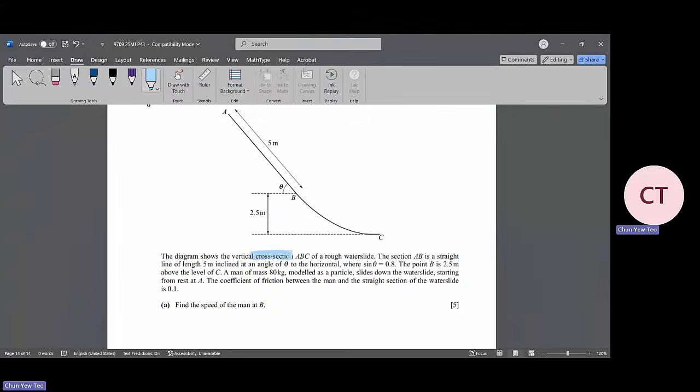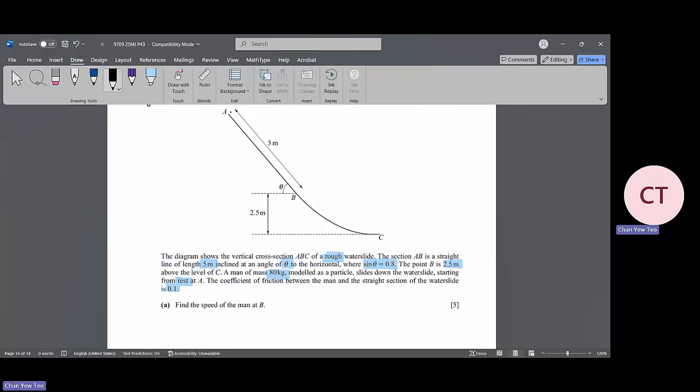Diagram over here shows the vertical cross sections ABC of a rough water slide. Okay, so the section AB is a straight line of length 5 meter inclined at an angle theta to the horizontal, where the sine theta is equal to 0.8. The point B is 2.5 meter above the level C. A man of 80 kg modelled as a particle slides down the water slide, starting from rest at A. Coefficient of friction between the man and the straight section of the water slide is 0.1. Find the speed of the man at B.